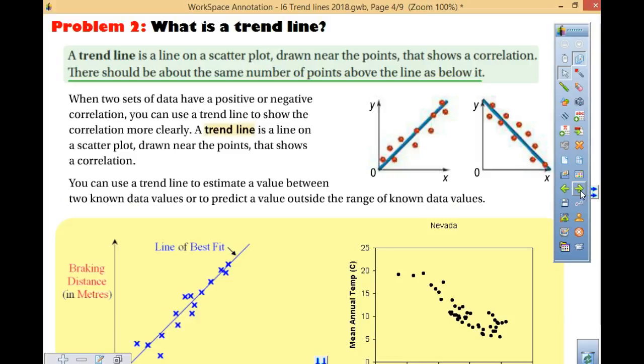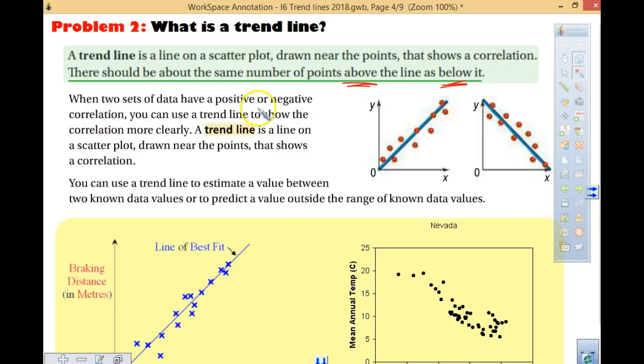So, problem 2, as we take a look. It says a trend line is a line on a scatter plot drawn near the points. Key thing, near the points. So we're going to draw a line near the points that shows a correlation, where there are the same number of points above and below the line. Sometimes it goes right through your data points. Other times it does not.